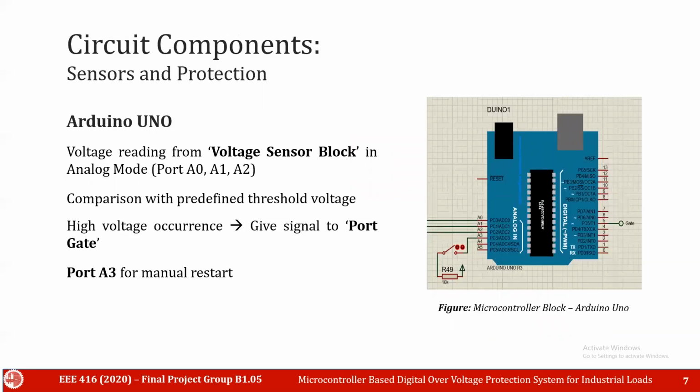For the microcontroller unit, we use Arduino Uno. Here, ports A0, A1, A2 are the input pins for the microcontroller. Through these pins, it reads the phase voltage. Comparing this voltage with threshold voltage, a signal is given as the gate signal through the output port. This gate signal goes to the relay block to isolate the load. There is one more port A3 to restart the circuit operation again. The operation of this port A3 is demonstrated later in this presentation.